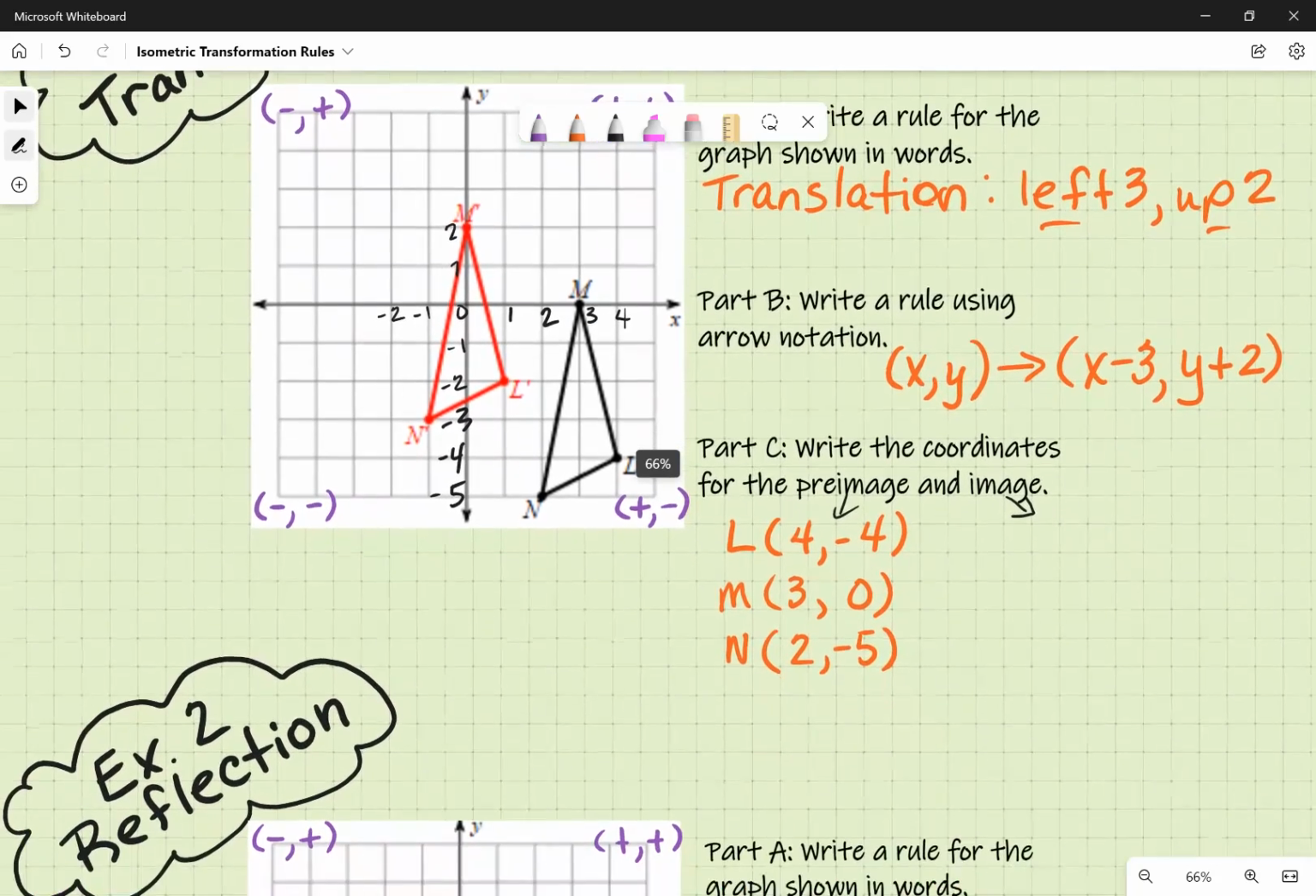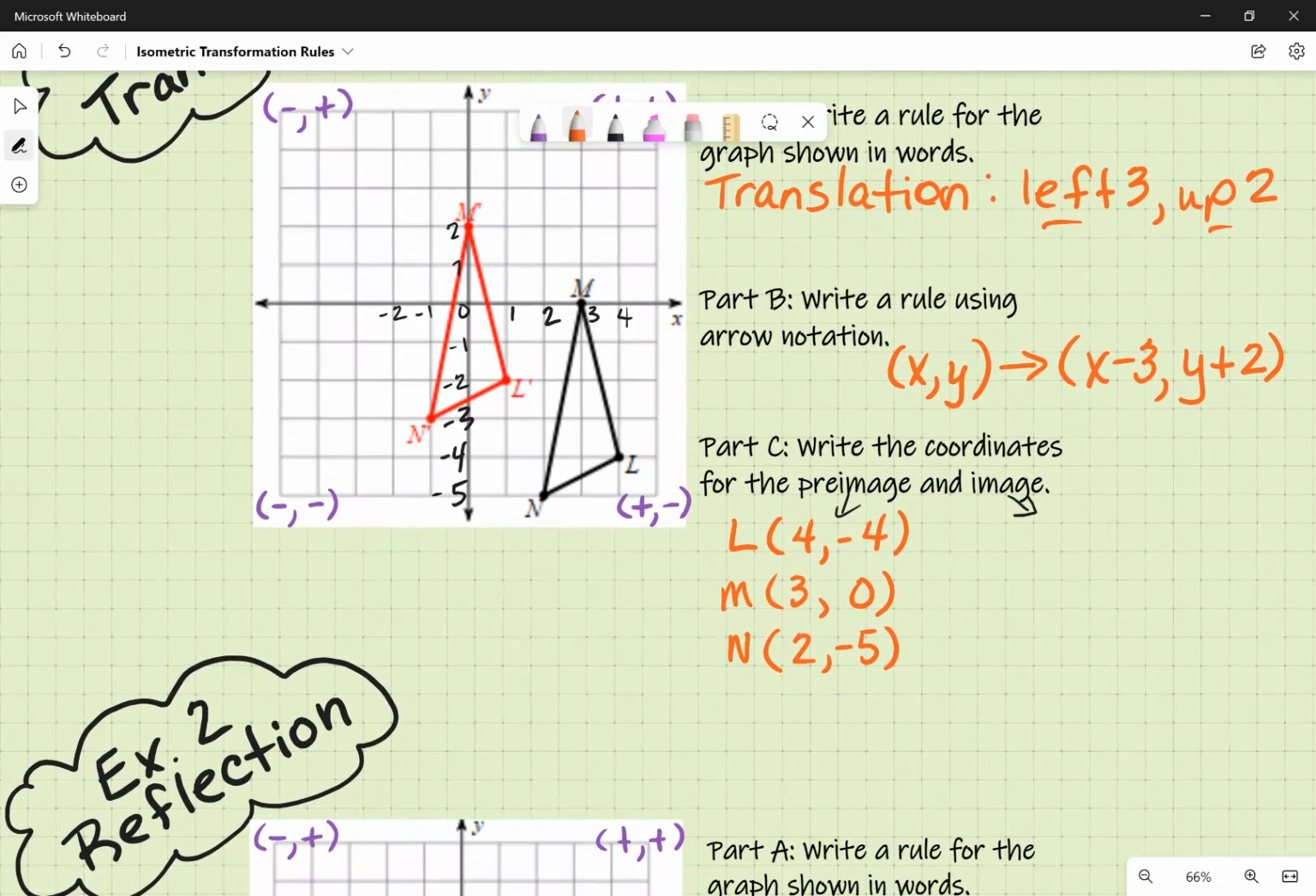Now I'm going to go ahead and look at part C. Part C says to write the coordinates for the pre-image, which I've already done for you. Again, this is the pre-image. That's the one that is simply labeled as L, M, and N. It doesn't have the prime symbol. And if I went over, some people still don't understand how graphing works. So I went over 4. There's not a point there. I have to do 2 things. So not only did I go over 4, I had to go down 4, and I resulted in L. So that's where I got the 4, -4.